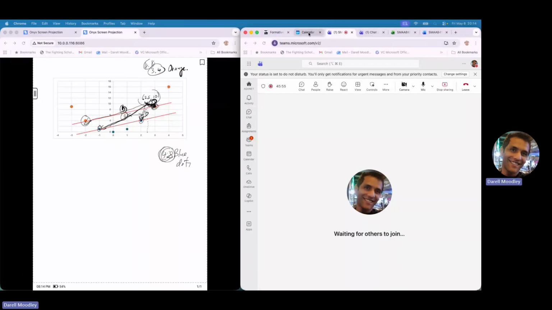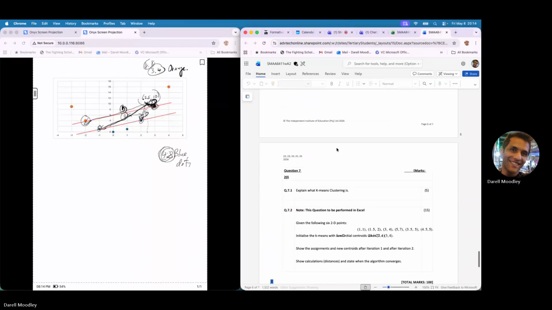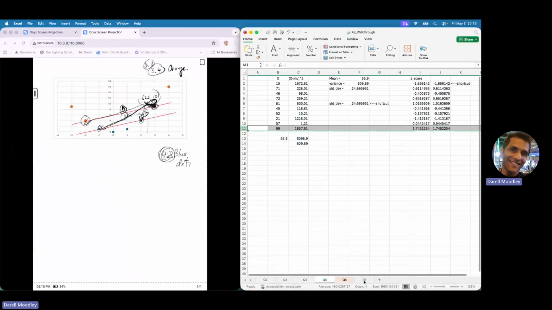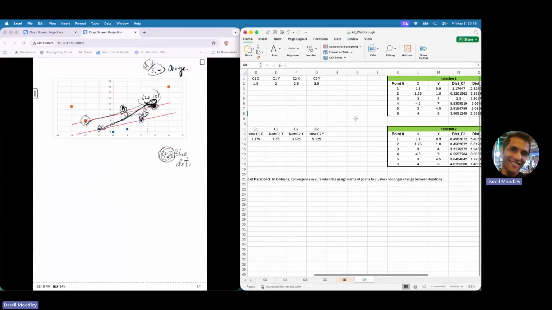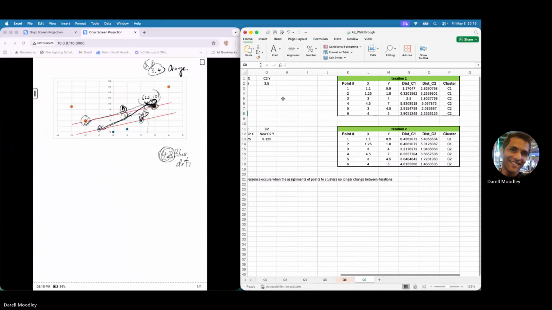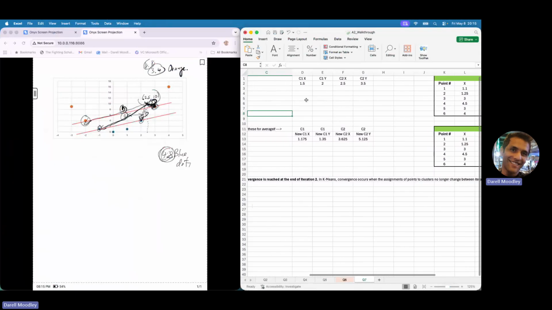Okay, let's move on to the last question. Here you need to answer the question on k-means clustering. Now I will take you through my example on k-means clustering in this Excel. We are asked to do this for 2 iterations. So how I've laid this out is I use the centers that are given to me.